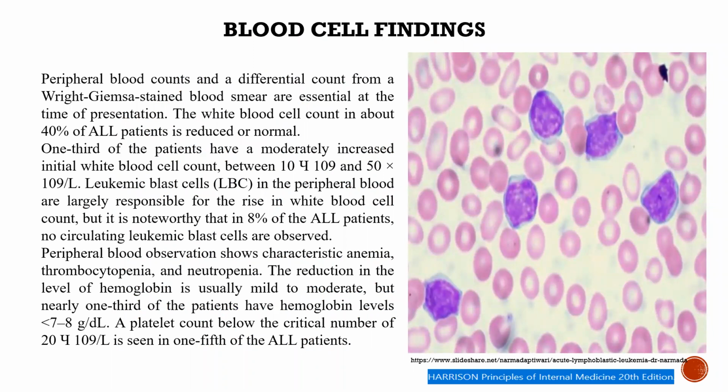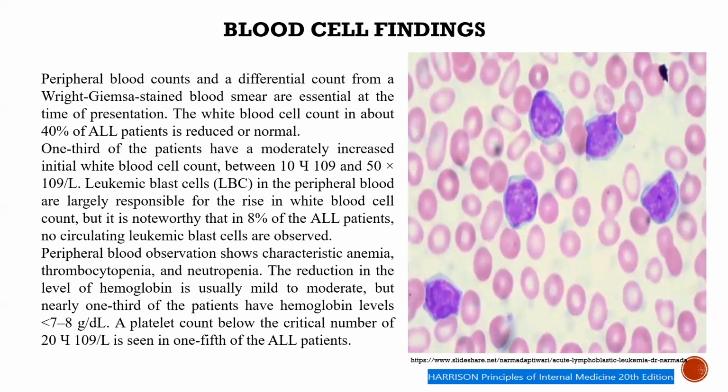Peripheral blood counts with a differential count from the Wright-Giemsa stained blood smear are essential at the time of presentation. The white blood cell count in about 40% of all acute lymphoblastic leukemia patients is reduced or normal. One third of the patients have a moderately increased initial white blood cell count. Leukemic blood cells in the peripheral blood are largely responsible for the rise in the white blood cell count, but it's not so in about 80% of all patients. No circulating leukemic blasts are observed.